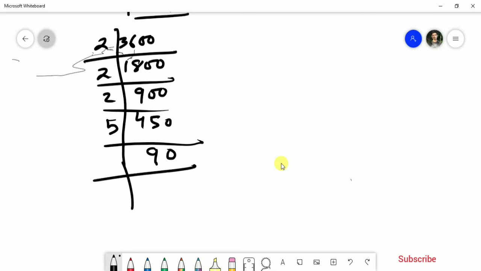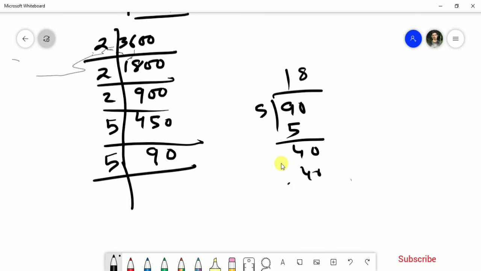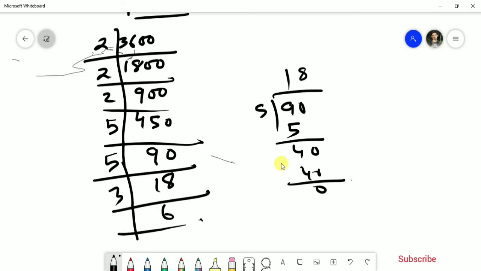We know that, of course, we can do with the 5. 5 1s are 5, and 5 8s are 40. So we can get 18. Or if you don't know this one, you can remember your table also, because 5 18s are 90. So we can do with the 3 6s are 18, and we know that 2 3s are 6.